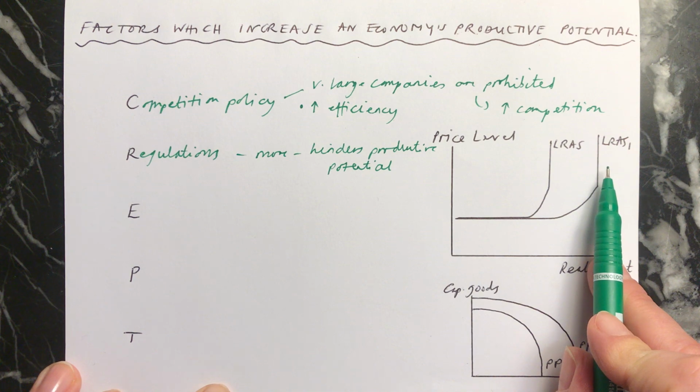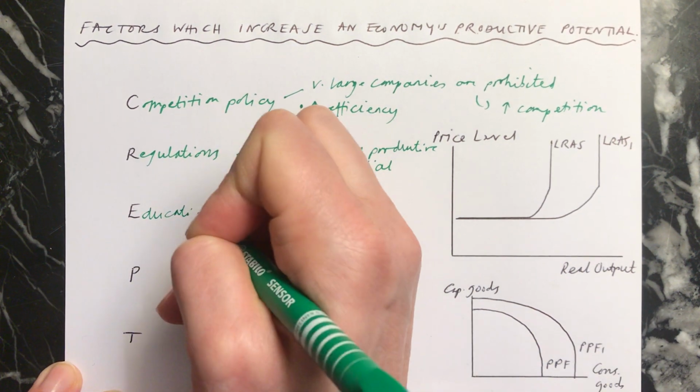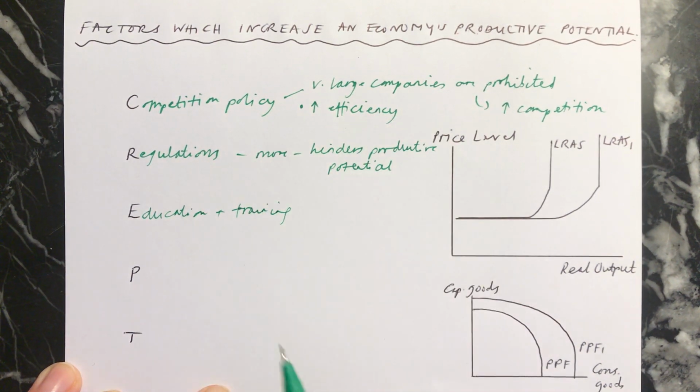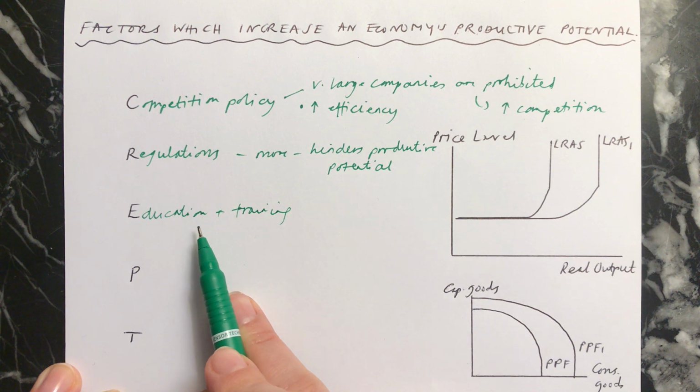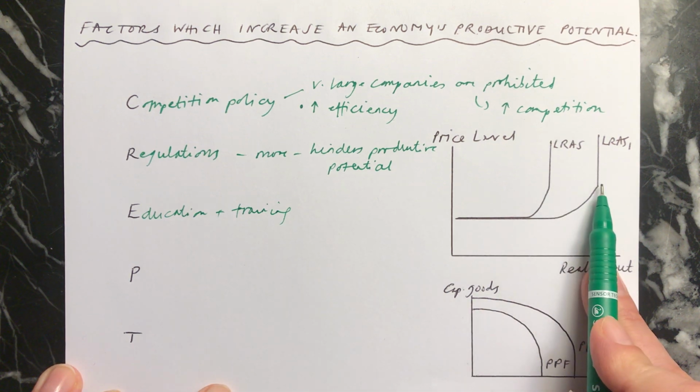So if you removed some of the regulations, then theoretically your productive potential increases, and you shift from LRAS to LRAS 1. The third one, quite straightforward, this is education and training. If you educate more people in your country and you train people who are in work, then you're going to be capable of producing more, so your productive potential will increase.